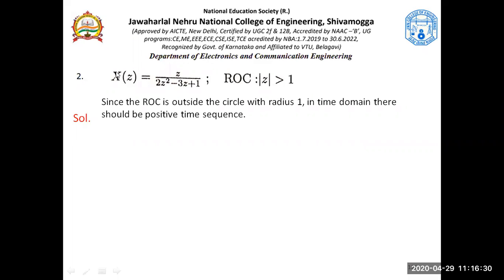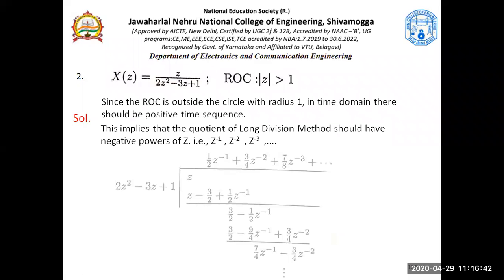The time domain signal is a right-sided sequence, and right-sided sequences are associated with negative powers of Z. So in the quotient, we need to have negative powers of Z. Okay, so that is what is told here. So we need to look at negative powers of Z. So how do we get these negative powers of Z? See, this 2z square minus 3z plus 1, you take as it is.